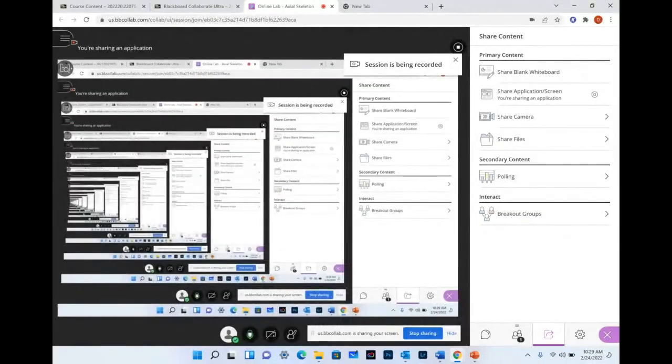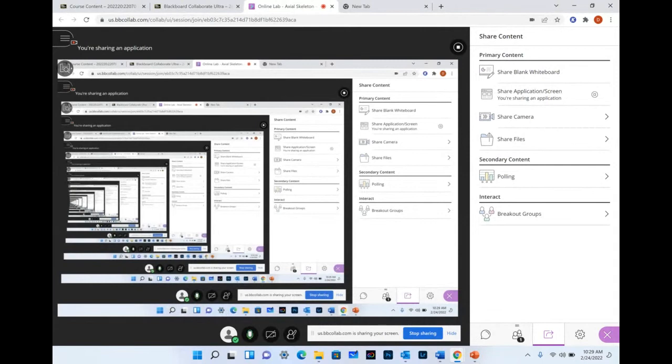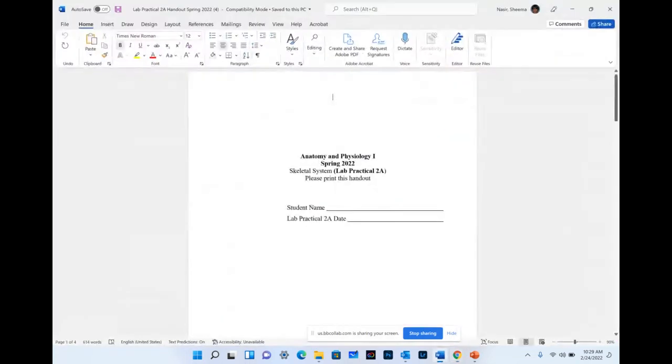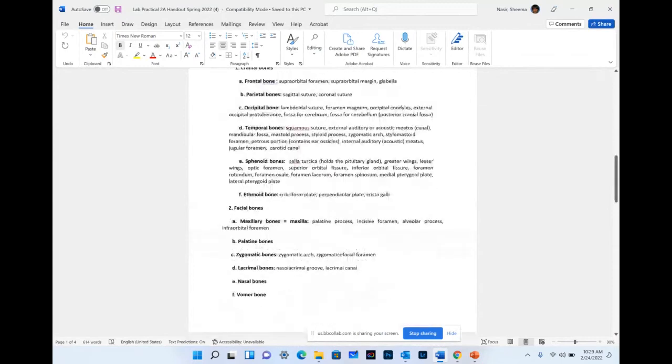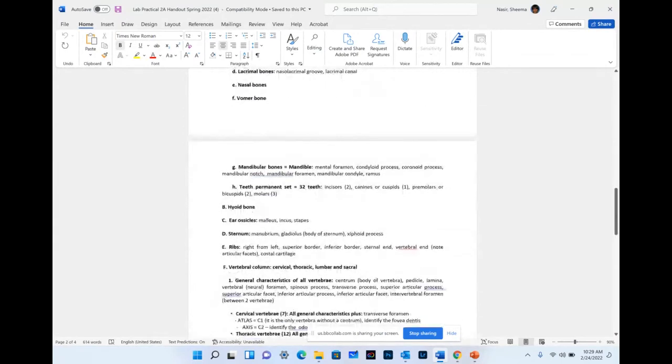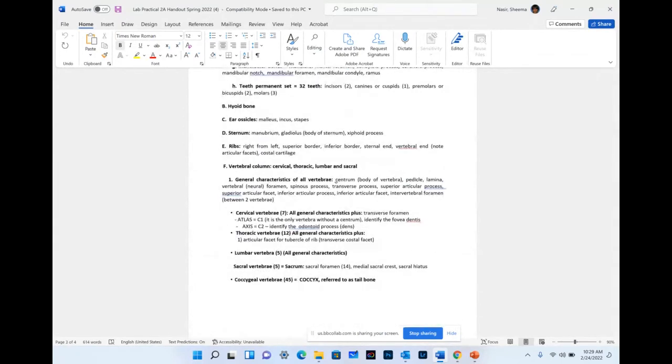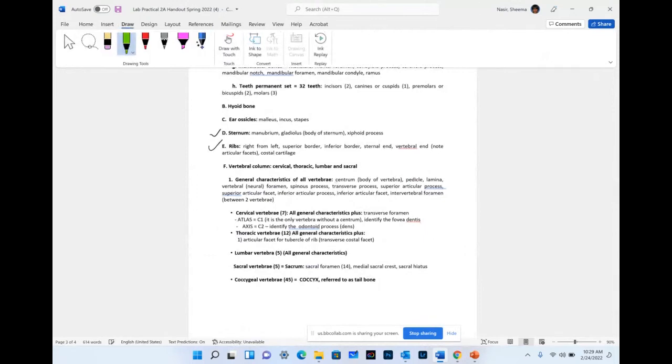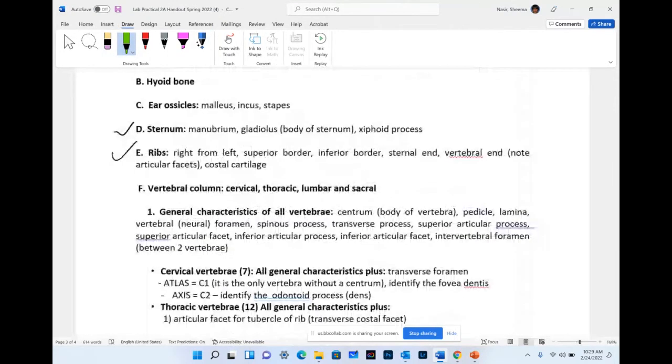Hello everyone, we are going to start our lab today, and in the lab we are going to do today sternum, ribs, vertebral column. We did the ear ossicles.